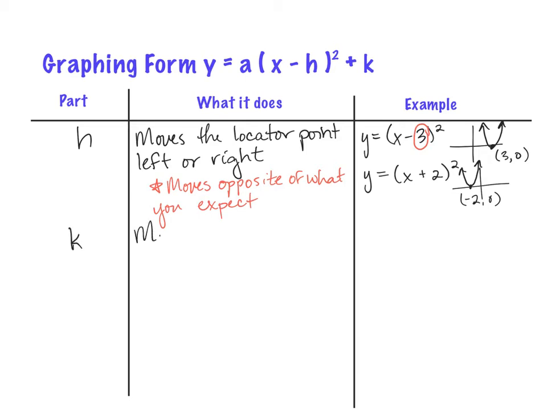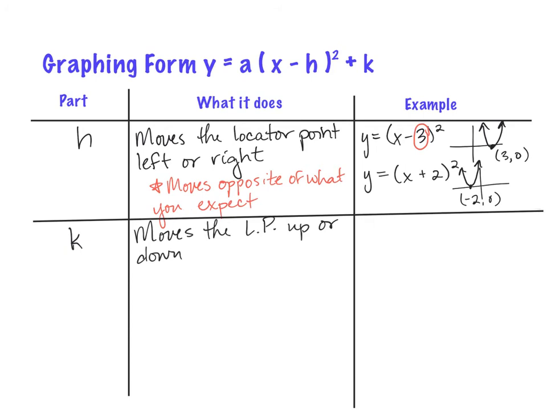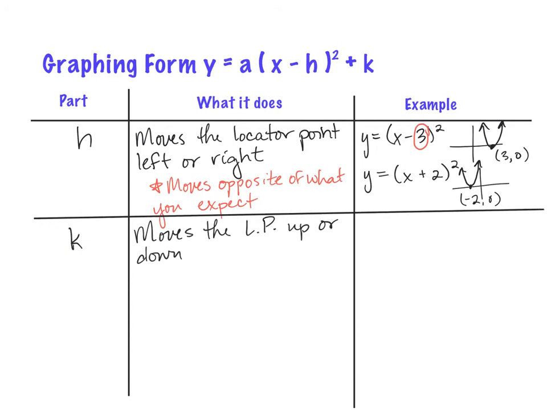K moves your graph, or moves your vertex, and I'm just going to put LP for locator point, up or down, and that moves it exactly the way that you would think it would. If it's a plus K, it moves it up. If it's a minus K, it moves it down. And I'm going to put a line in here. Let's separate those two off.